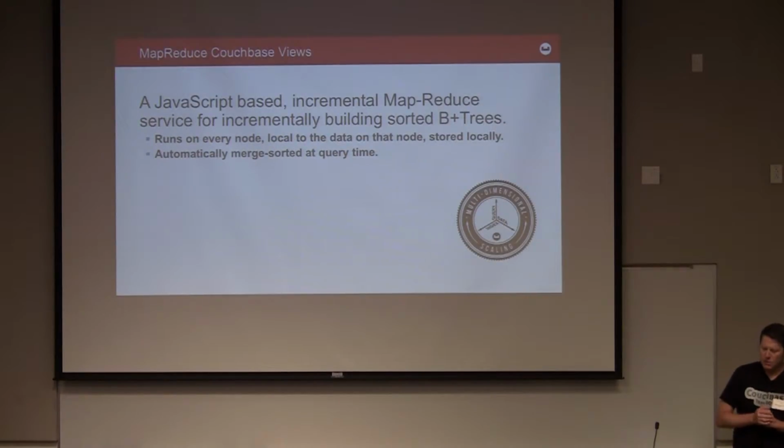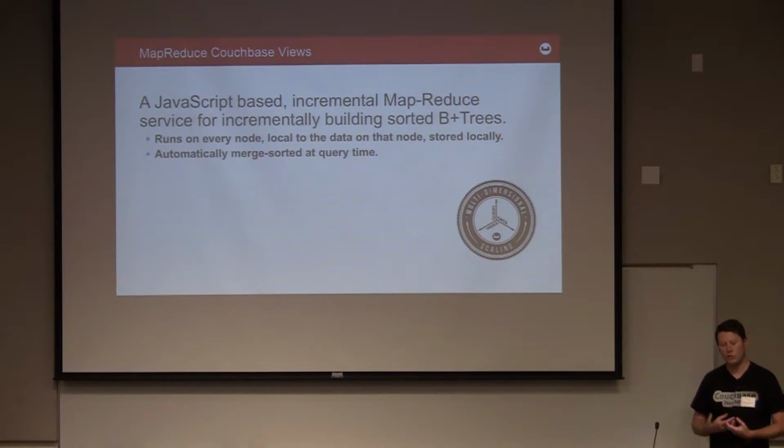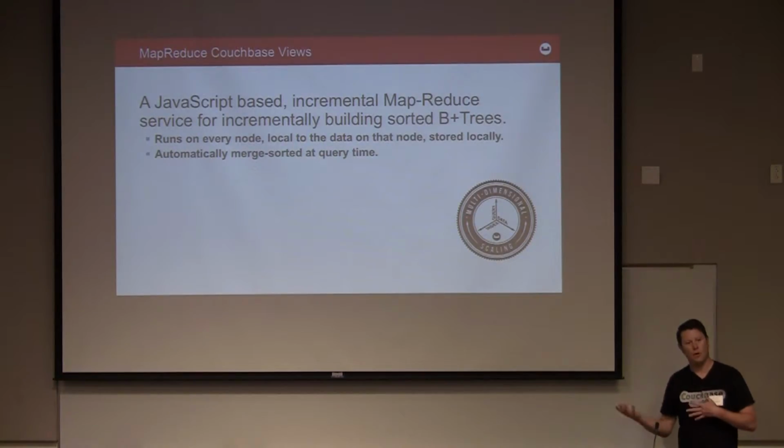MapReduce Views, as mentioned, are JavaScript-based incremental MapReduce, primarily there for just building sorted B-trees. So you can run each one of those on individual nodes, and then we will handle the merge sort at query time. And there are some situations, usually things like high throughput into the system, where the MapReduce views make a little bit more sense.